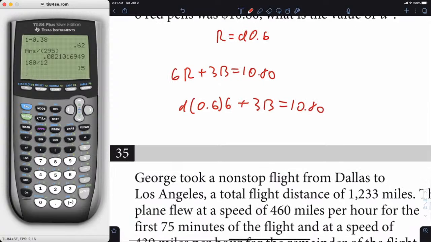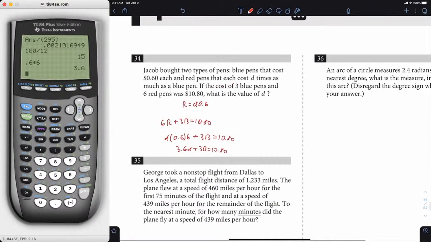Equals 1080. 0.6 times 6. What is 0.6 times 6? Am I being dumb? 1 and 3.6. Never mind. 3.6D plus 3B is equal to 1080. We want to find the value of D.